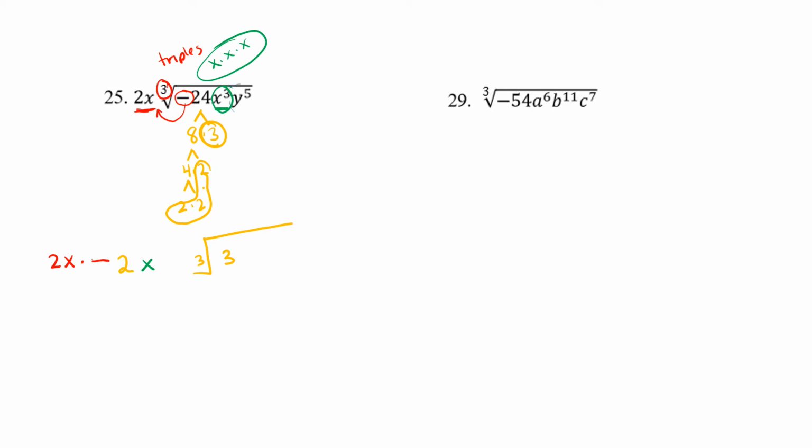Okay. And the last one is the y's. Y to the 5th power. You're trying to figure out how many groups of 3 can you pull out of y to the 5th. Well, the easiest way for me to think of that is there's definitely 1 group of 3 y's in there. How many would be left over? 2 y's would be left over. If you can't do that in your head, then draw the y's out. There's 5 y's. Pull out a group of 3 y's, that's where this y comes from right here. Those 2 left over are what stay inside of this cube root.